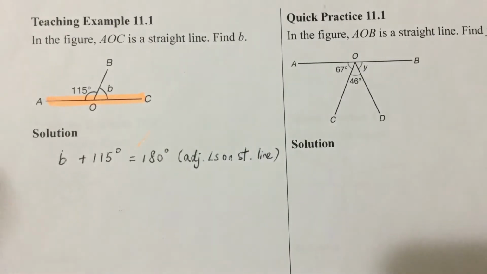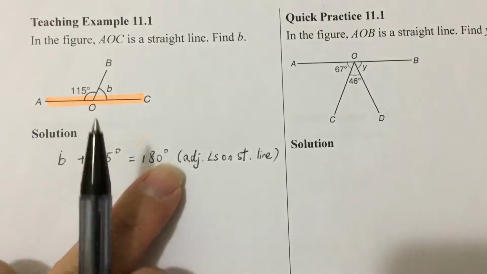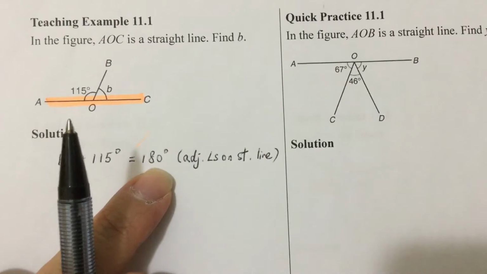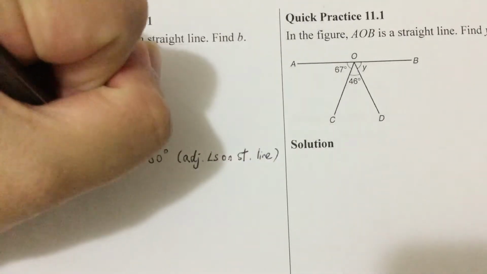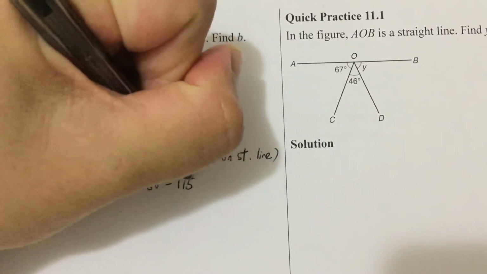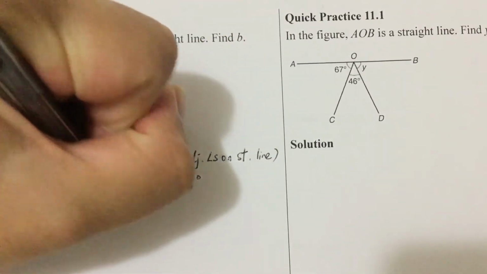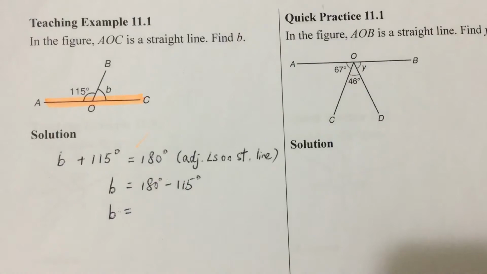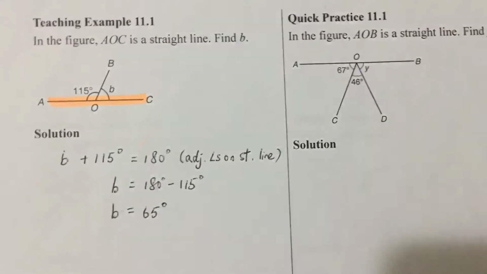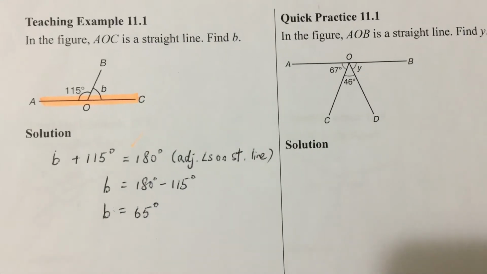Now we go to the calculation. We take the 115 degrees and use 180 degrees minus it. So we have b equals 180 degrees minus 115 degrees. So b equals 65 degrees, and we have something like this.